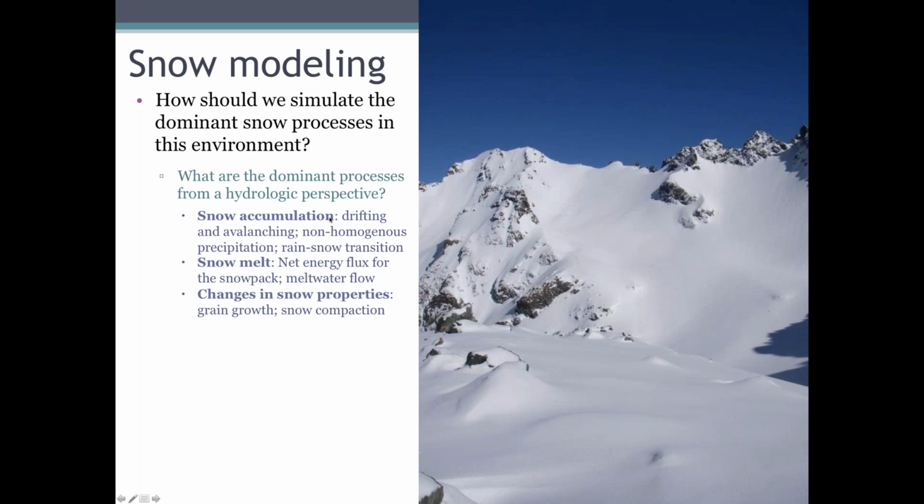So some of the things Martin came up with is in this terrain, drifting and avalanching are going to be very important to where there's snow on the ground. There's very non-homogeneous or variable precipitation across the landscape. This is within the rain-snow transition, so that temperature, is it rain, is it snow? The net energy flux for the snowpack, people brought up ideas of solar radiation, albedo, what's the aspect of the slope? Meltwater flow, how will water that melts percolate through the snowpack, where is it going? If we're interested in avalanching here, changes in snow properties, grain growth, snow compaction are going to be very important.